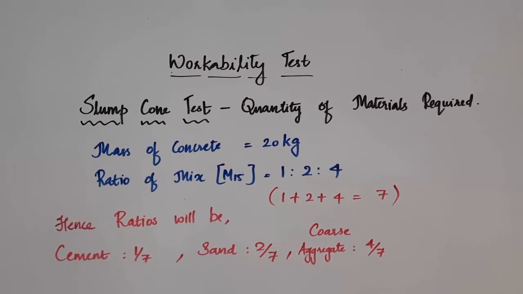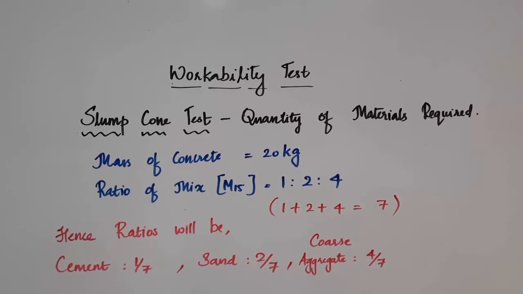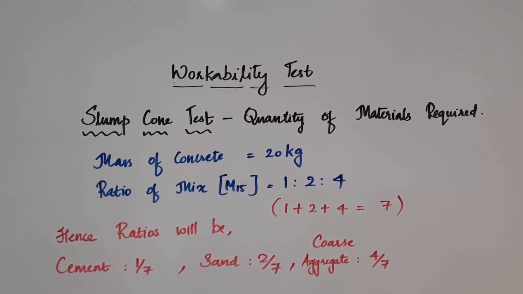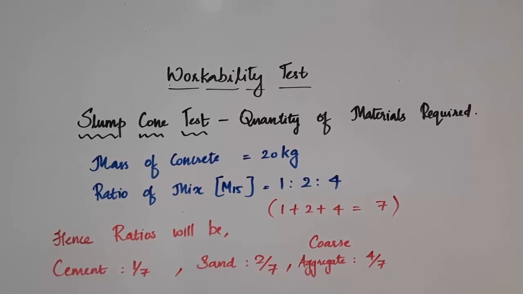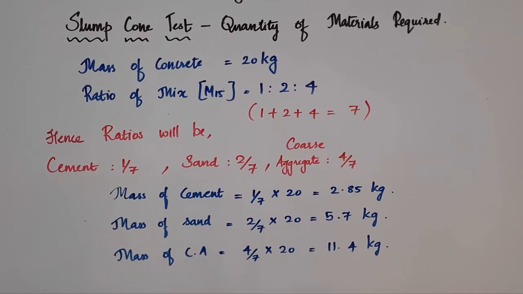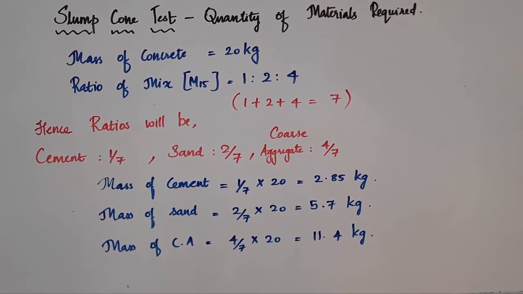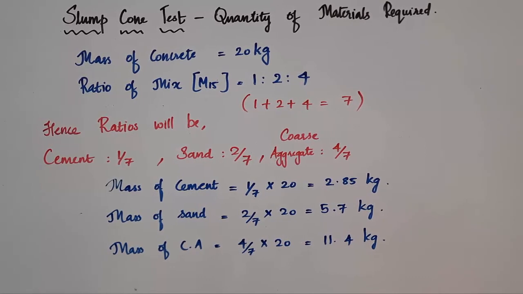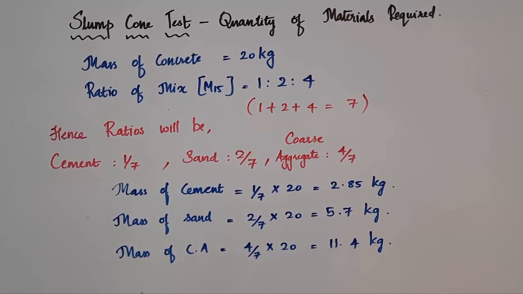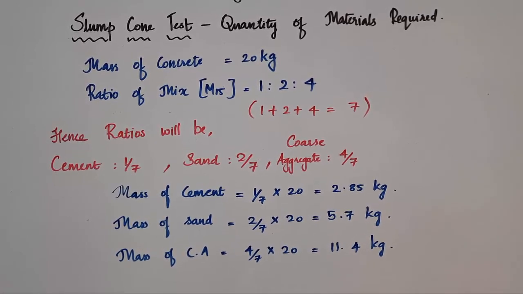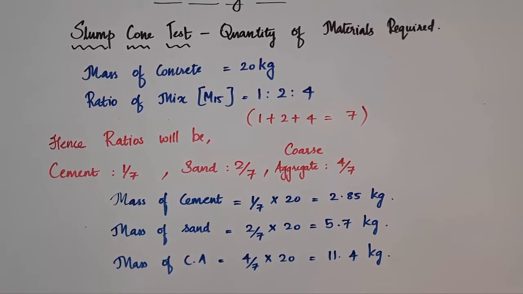Ratio of the mix which we are using M15 is 1:2:4. 1 plus 2 plus 4 is 7. Hence, the ratios will be cement 1/7, sand 2/7 and coarse aggregate 4/7. So the mass of cement which we need is 1/7 into 20, which is equal to 2.85 kg. Mass of sand is 2/7 into 20, 5.7 kg. And mass of coarse aggregate is 4/7 into 20 equal to 11.4 kg.